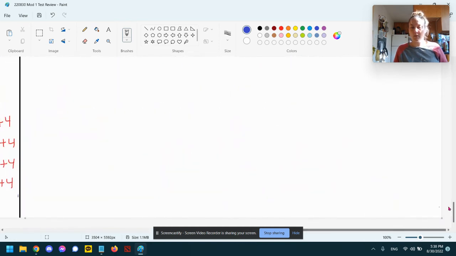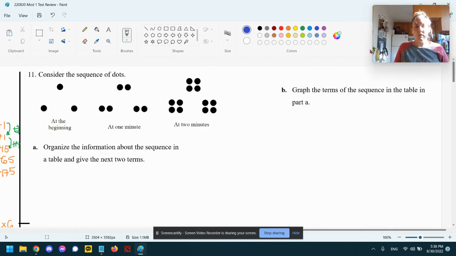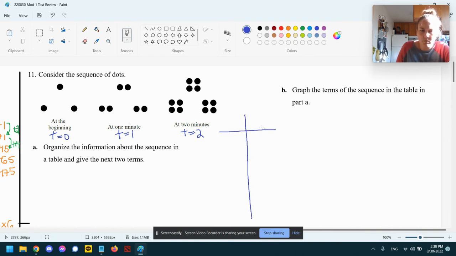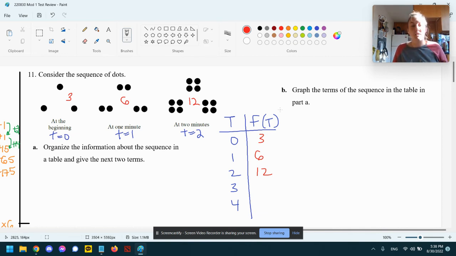All right, last one, I'm pretty sure, and then the chart. Last sequence of dots we've got at the beginning, so that's t equals 0, t equals 1, and t equals 2. The chart, I'm going to do the chart right here. We have 0, 1, and 2. They want 3 and 4 as well. This was 3, this was 6, and this was 12. The pattern looks like it's doubling every time, right? 3 to 6 is times 2. 6 to 12 is times 2. So this would be 24, and this would be 48.